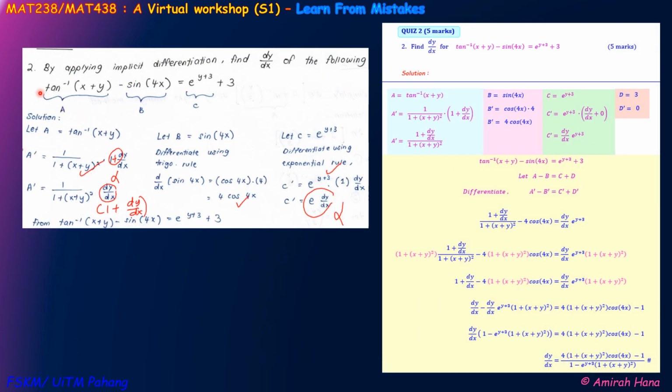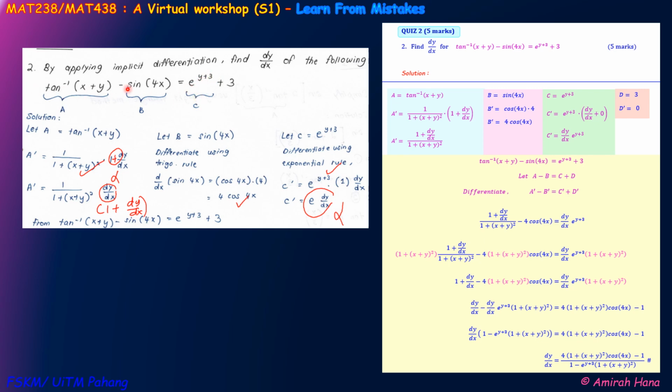Okay, next we continue with question 2, which is quiz 2. 5 marks. By applying implicit differentiation, find dy over dx of the following: inverse tangent of (x plus y) minus sine 4x equals e to the power of (y plus 3) plus 3. Kalau awak tengok kat sini, plus 3 ni dia lain size font dia. So, ini bukannya power. Power hanya y plus 3 saja, power for e ni.